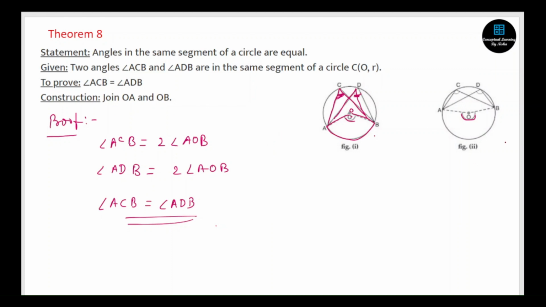Let me repeat myself. See, this is the face of a cat. If you imagine this is the face, these are the ears, and ears are equal. Understood this? Always.